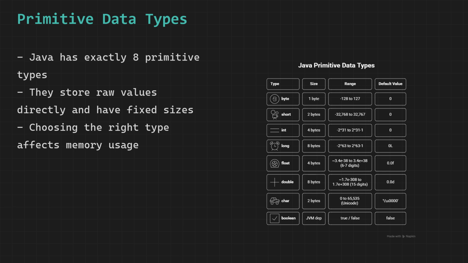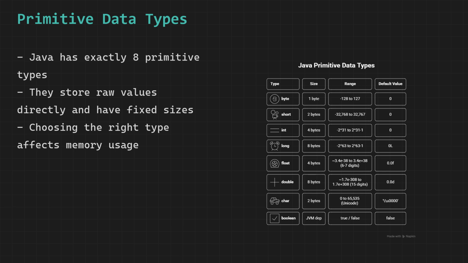Long is 8 bytes and used when you need very large numbers. You must append L at the end like 100L. In the floating point group, float is 4 bytes for decimal numbers, append F like 3.14F. Double is 8 bytes, more precise, and the default decimal type, just writing 3.14 gives you a double.